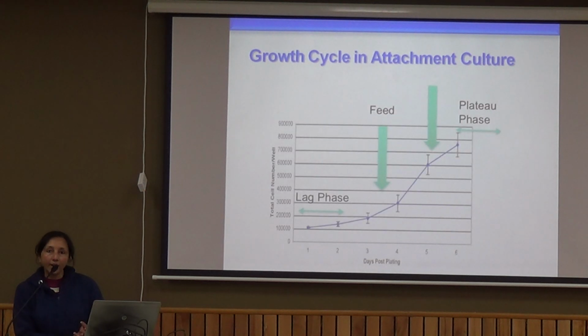This is the graph depicting all the three phases in a cell cycle. We have a lag phase initially, approximately for 2 days, and then from the third day onwards, the cells start picking up their division. They go on dividing till the 6th day continuously, and after the 6th day, they start the plateau phase.